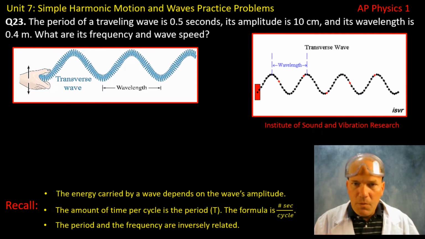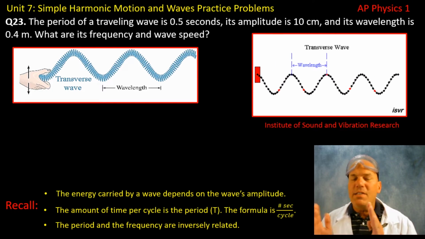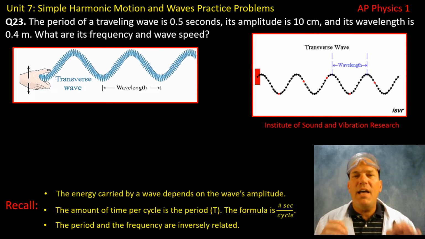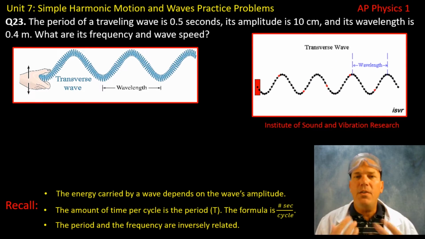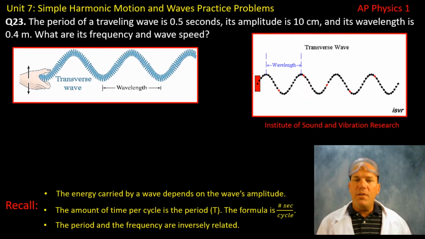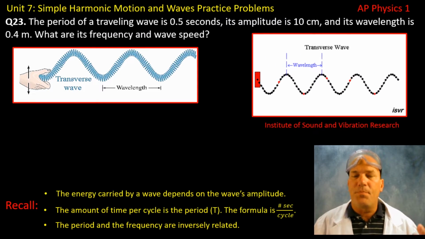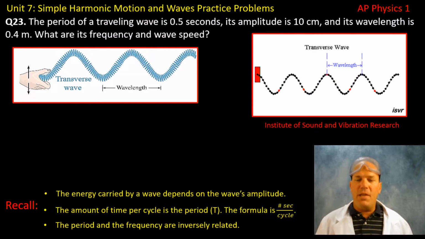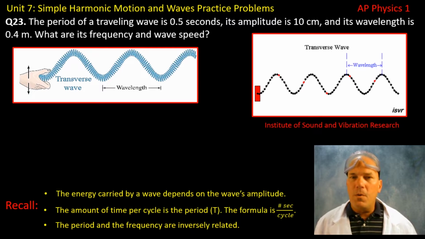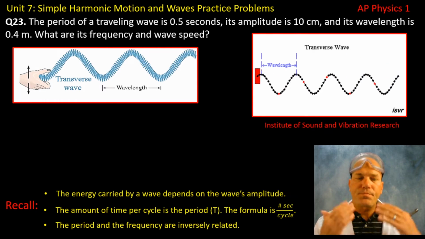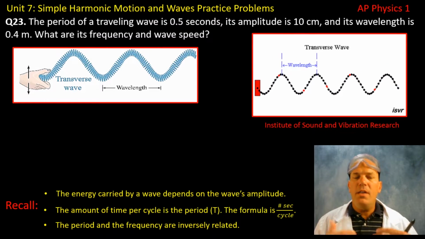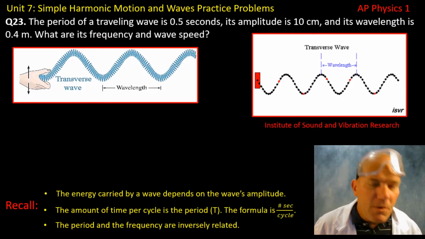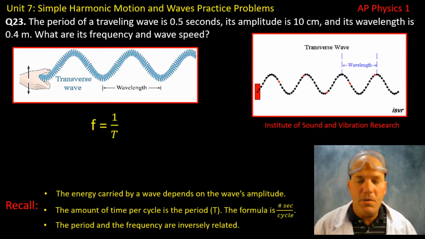So, recall in the preceding facts that the energy carried by a wave is dependent on its amplitude. So if we increase the amplitude, we are increasing the amount of energy. Of course, you now know the period is the amount of time to complete a cycle, a full wavelength. And the period and the frequency are inversely related to one another. Again, we've been talking about that for several units now.